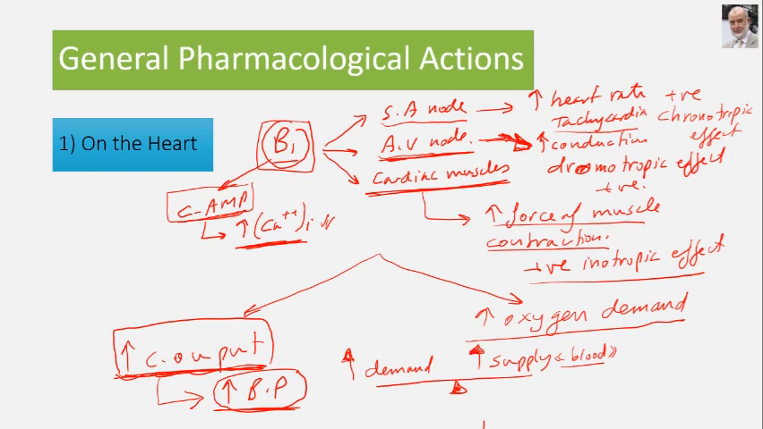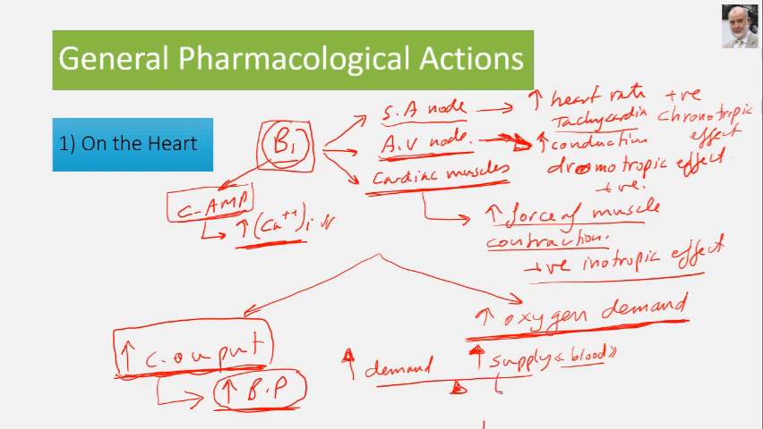Supply should increase. Okay? So therefore they say that the efficiency of the heart will be decreased because it needs more oxygen to do better work. So these drugs, by increasing the work of the heart, will increase the oxygen demand. By increasing the demand, the supply always should be increased.